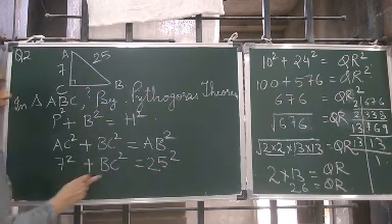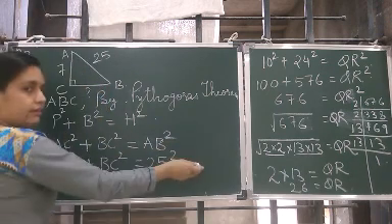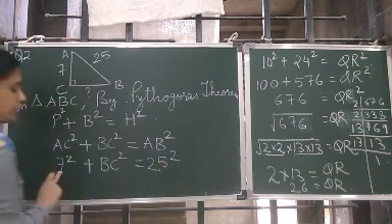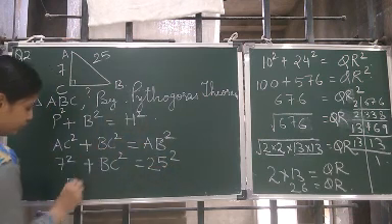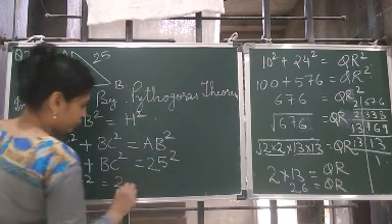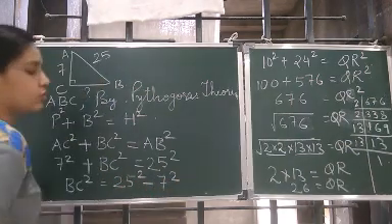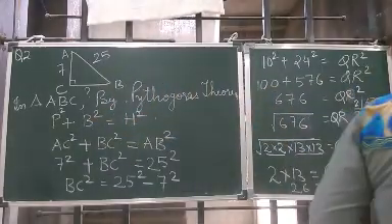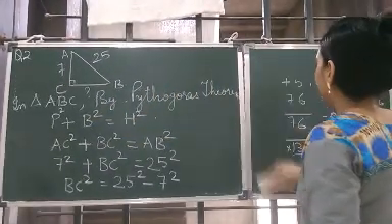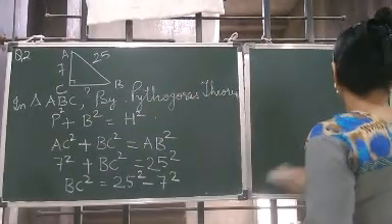Okay. Now to find out BC, we shift 7 square here. Correct? So it is plus, it will become minus. So BC square is equal to 25 square minus 7 square. Let us solve now. So 25 square is 625.